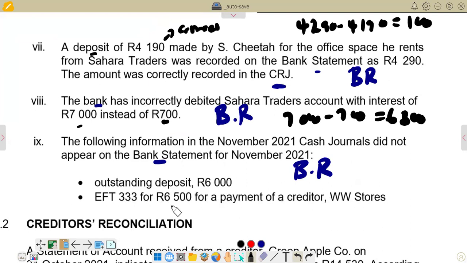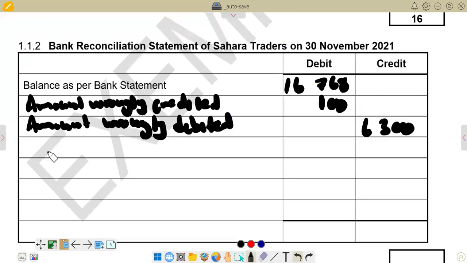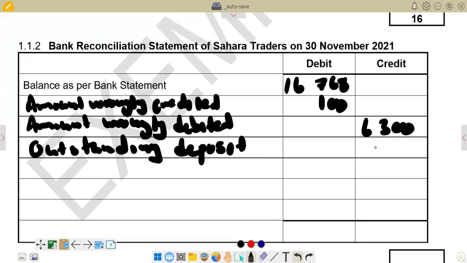WW stores. So we have got a payment that we made. Whenever we're making a payment on the bank statement, we're supposed to debit because it's money going out of the business. So we're going to put our 6,000 on the credit, then 6,000 on the debit. So we are saying our 6,000, outstanding deposit, 6,000 on credit side.